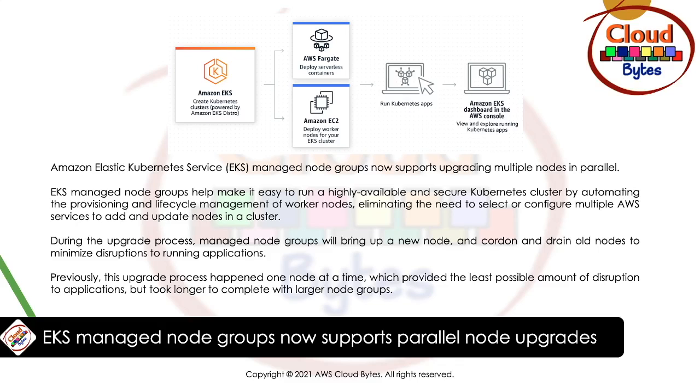During the upgrade process, managed node groups will bring up a new node and cordon and drain old nodes to minimize disruptions to the running application. Previously, this upgrade process happened one node at a time, which provided the least possible amount of disruption to applications, but took longer to complete with larger node groups.